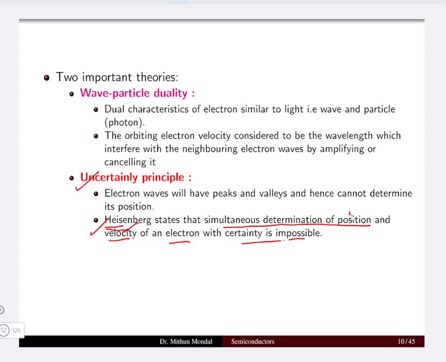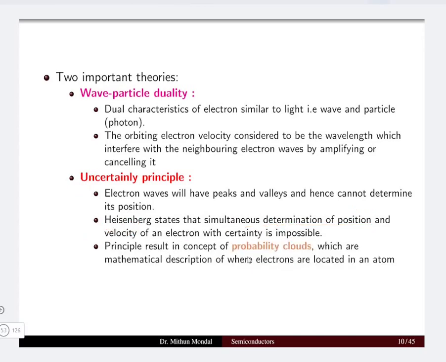If we want to determine both the position and the velocity of an electron with extreme certainty, that is not possible. So the concept of the probability cloud comes, which is the mathematical description of the electrons located in an atom. We can't say the exact position of the electrons; rather, we can have some probability of the location of the electrons in an atom.